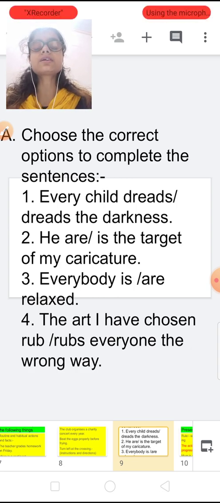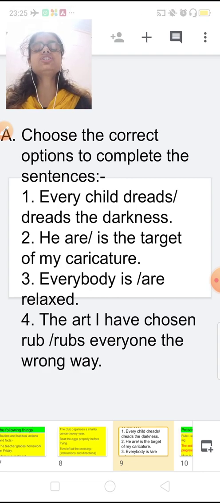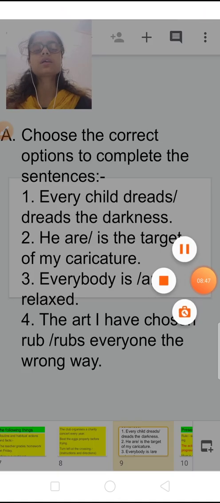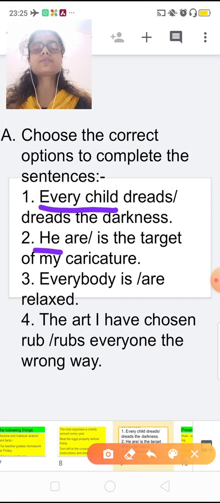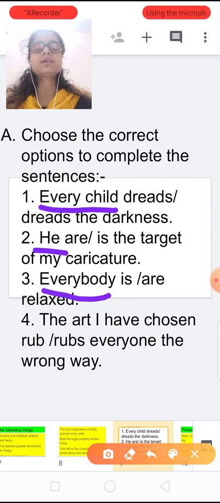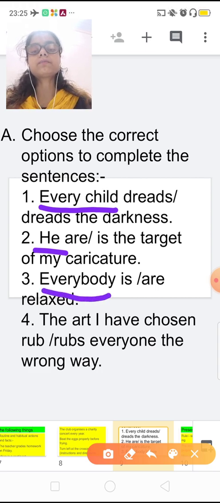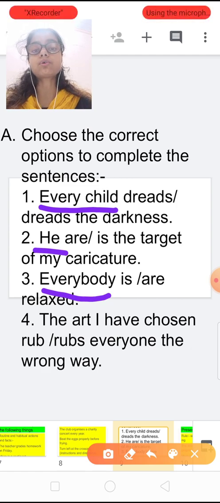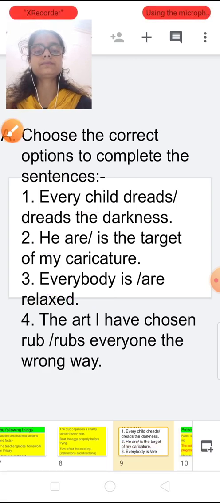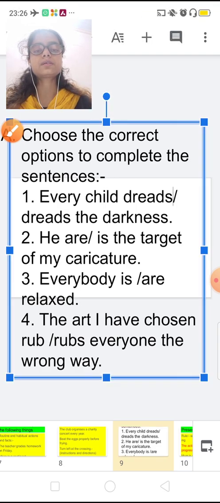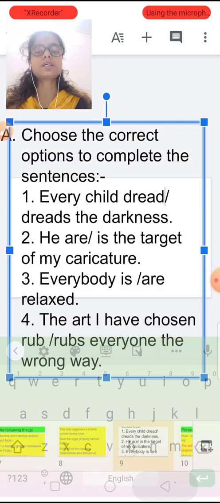Every child dreads the darkness. Now every child, what do we have to focus on? We have to focus on the subject, because with the help of the subject we can understand whether is or are, or S or ES form will come or not. Now every child, here child is singular, so we will use dreads. Wait a minute, there is a mistake. This is the correct one.